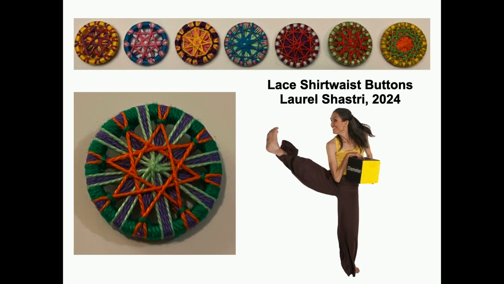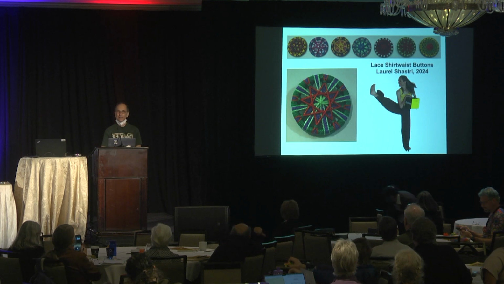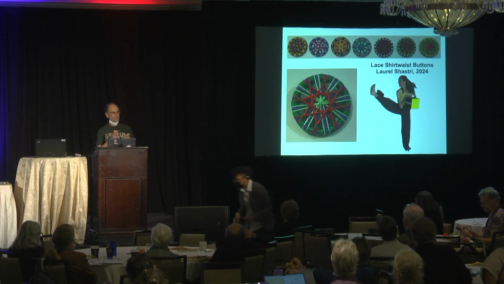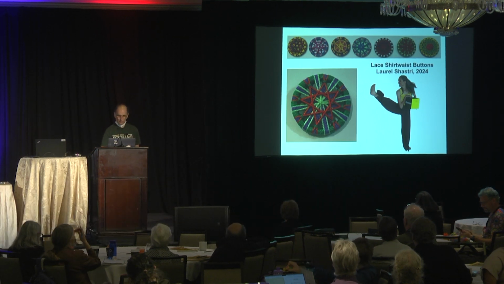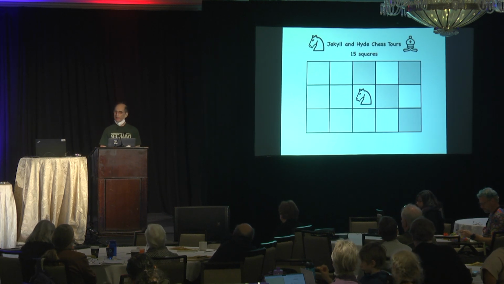And here's another example. Laurel Shastri, who dances with our company but is also my wife, has been making these lace shirtwaist buttons that are really pretty. They use star polygons and some of these alternating patterns as well. But for this conference, I thought, well, what can we do that involves alternation, that makes up puzzles?